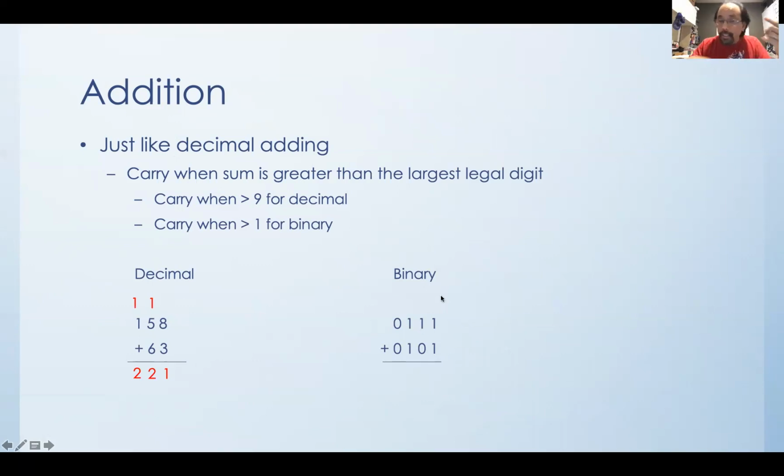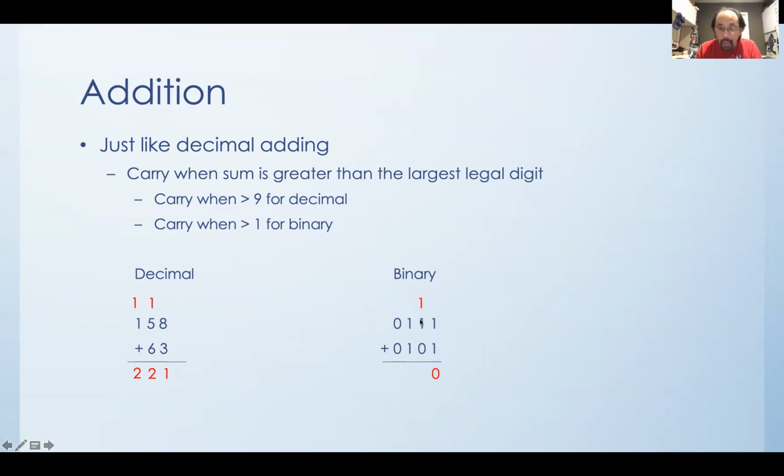Now, binary is the same concept, but the only difference now is I carry differently. I carry with any answer bigger than 1, because I can't represent 2 other than by having a higher place value. So 1 plus 1 here is 2, but I need to carry there. So I put a 1 up here and a 0 down here.